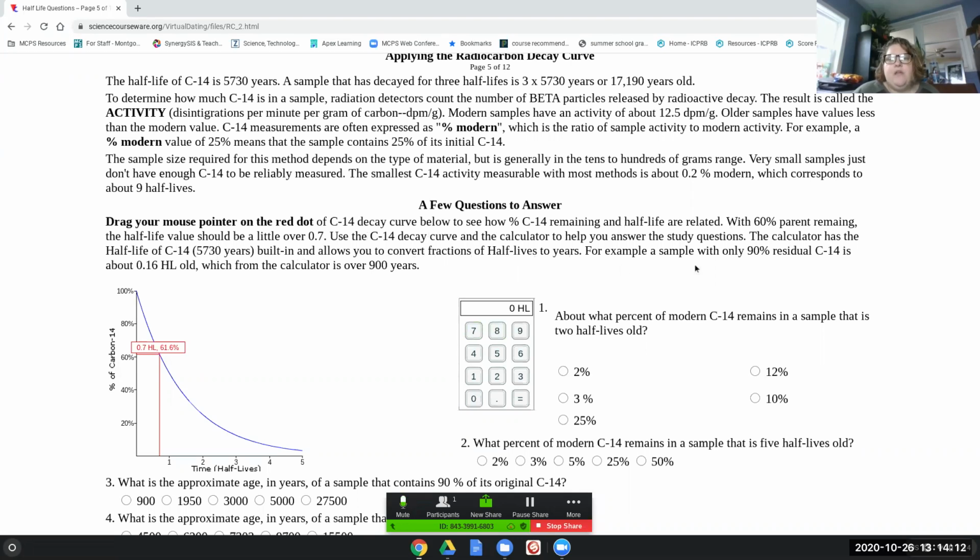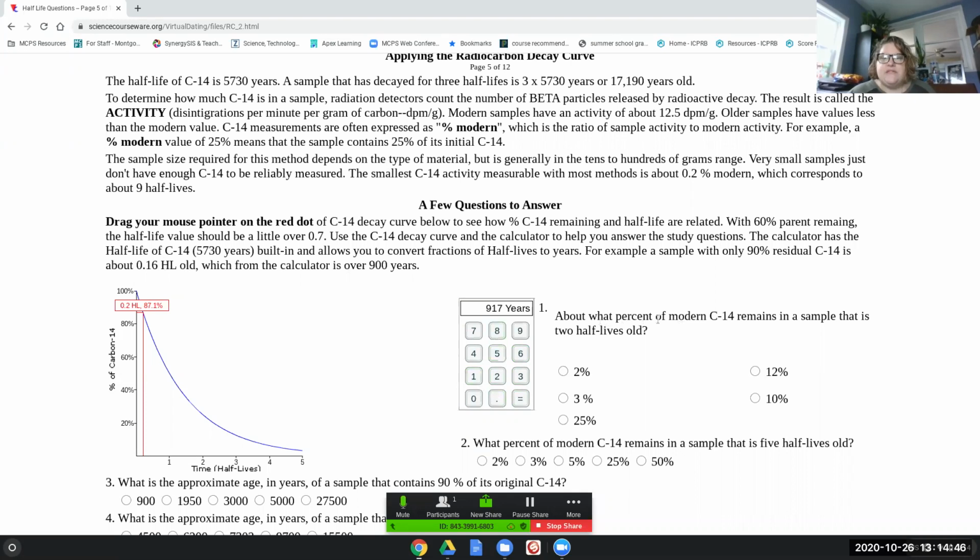For example, a sample with only 90% residual carbon-14 is about 0.16 half-lives. So if I go up to 90, 0.1, 0.2, but it's telling me that if I type in 0.16 and hit enter, I should be around 900 years.